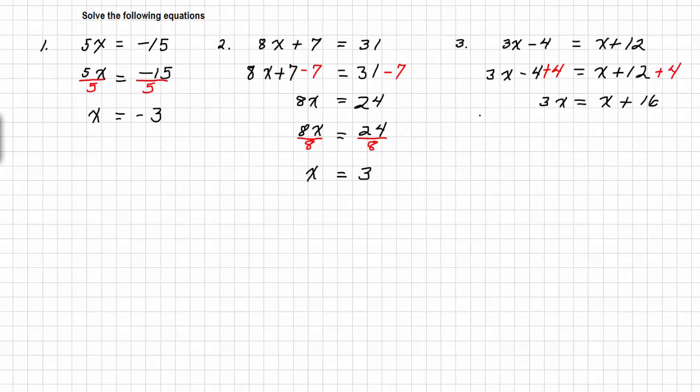Now we want to get all the x's on the left side, so we have to eliminate the x from the right side. In order to do that, we subtract x from both sides of this equation. But when we do it from the right side, we have to do it from the left side. So we have 3x minus x equals x minus x plus 16. On the left side, the 3x minus x is 2x, and on the right side, x minus x is 0, so we're left with 16. To get 1x on the left side, we divide both sides by the coefficient of x, which is 2. 2x over 2 equals 16 over 2, or x equals 8.